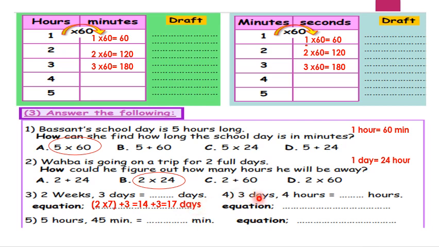Exercise number 4. 3 days, 4 hours equals how many hours? Here the unit is hours, so I will keep the 4 hours as it is. 3 days, 1 day equals how many hours? In 1 day we have 24 hours. So for 3 days, I will make 3 by 24 plus these 4 hours. 3 by 24 is 72. 72 plus 4 is 76 hours. Okay? I think it's too easy.